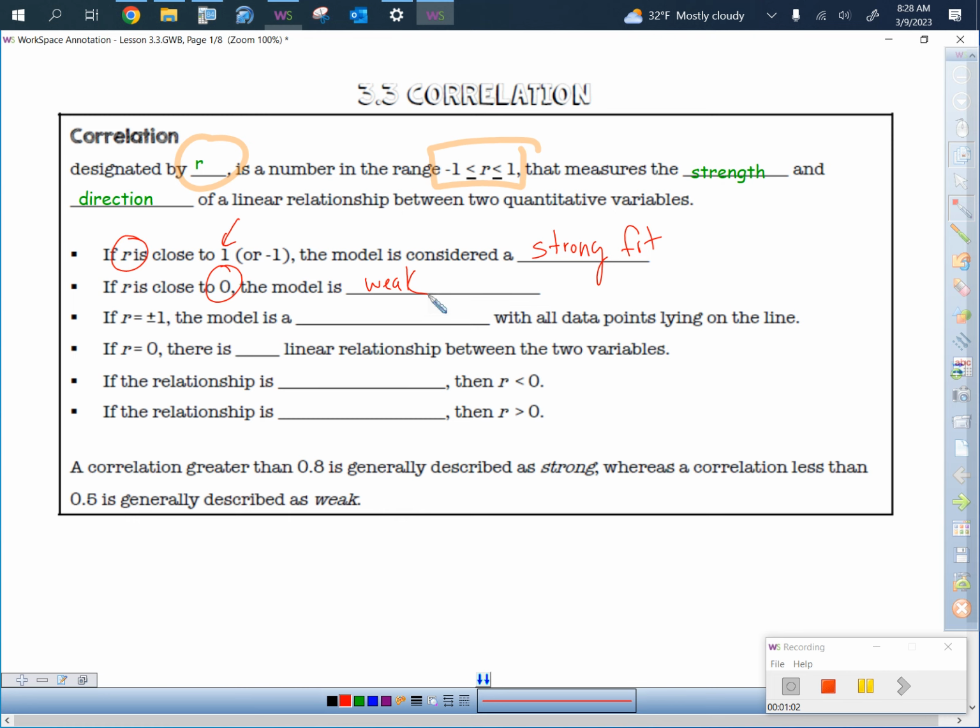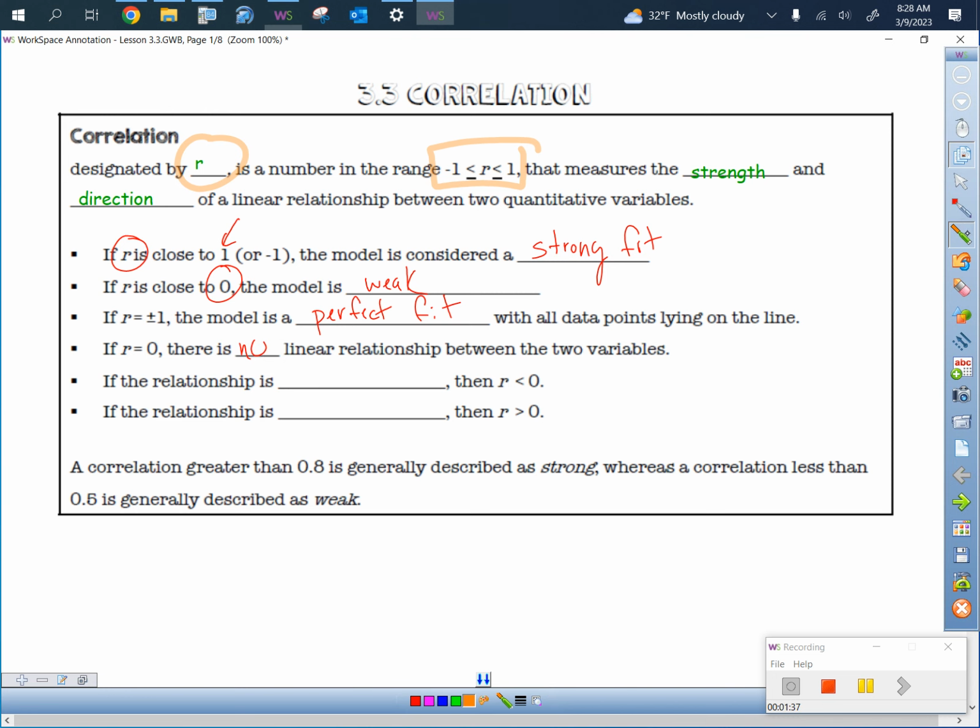And then this is saying if R is exactly 1 or if R is exactly -1, that would be a perfect fit. If you had a model where the correlation is 1, or the correlation was -1, then that model was a perfect fit for whatever scenario you were talking about. 1 is perfect, -1 is perfect. If R equals 0, there's no linear relationship between those two variables.